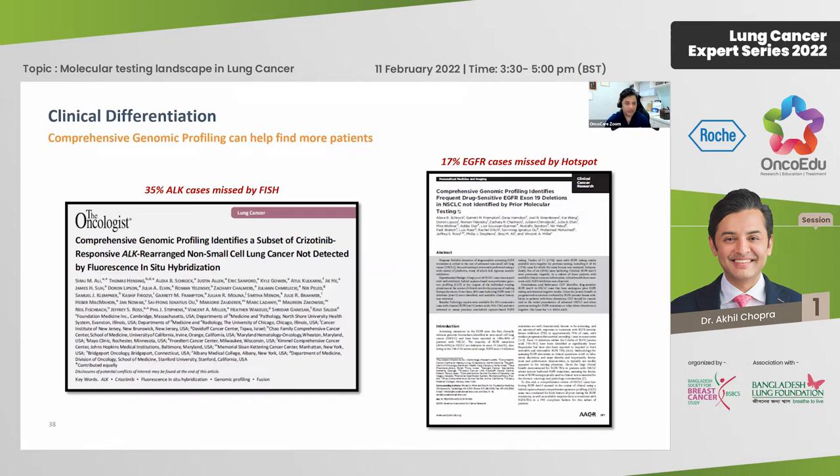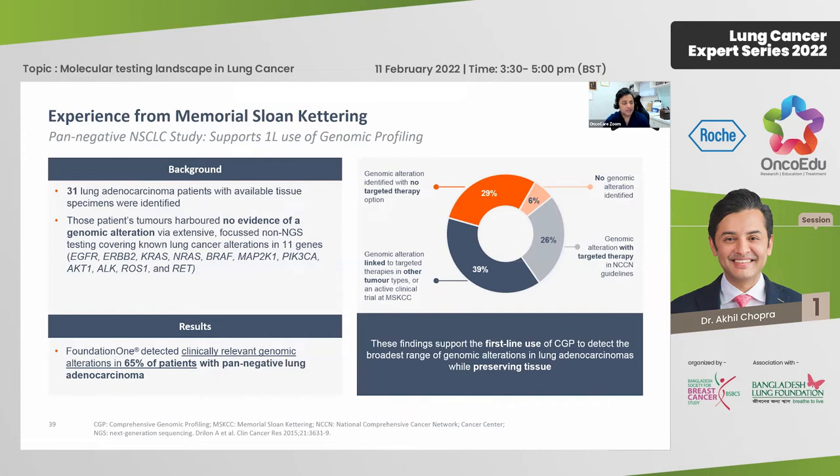And the paper on the right, published in AACR, showed that 17% of EGFR cases were missed by hotspot testing. Then there is this experience from Memorial Sloan Kettering in the U.S., a very interesting study where they took 31 lung adenocarcinoma specimens with available tissue, labeled as no evidence of genomic alteration via extensive focused non-NGS testing, either single biomarker testing or hotspot testing. When an NGS panel such as Foundation One was used to interrogate these specimens, a clinically relevant genomic alteration was seen in 65% of the so-called pan-negative lung adenocarcinoma specimens. This is really too high a number to miss, because these patients would benefit from genomically driven therapy. It shows that comprehensive genomic profiling is a more sensitive and more accurate way of looking for genomic alterations.